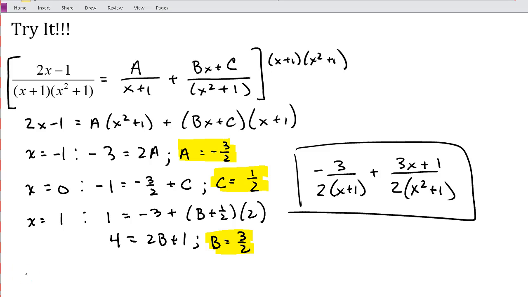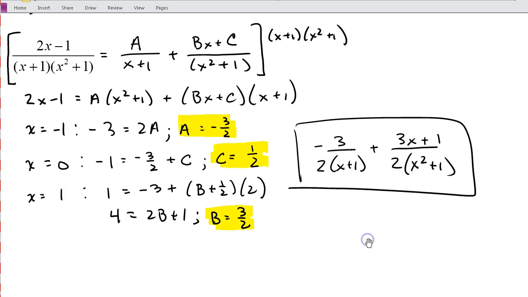Here's our solution for the second problem using irreducible quadratic factors. So hopefully you got negative 3/2 for A, 1/2 for C, and 3/2 for B. And then when we substitute everything in, this is what we'll get for our two fractions. Just be real careful when you're plugging in these different values for x, so you don't make a silly arithmetic mistake. And if you had any questions, make sure you go ahead and ask.